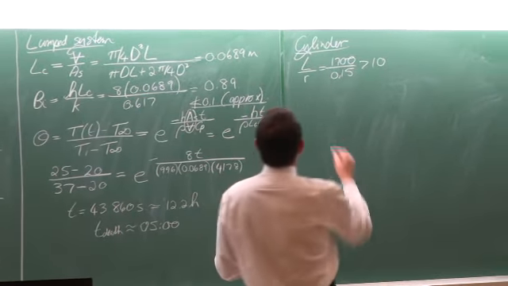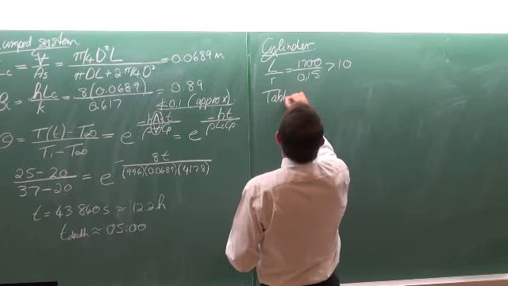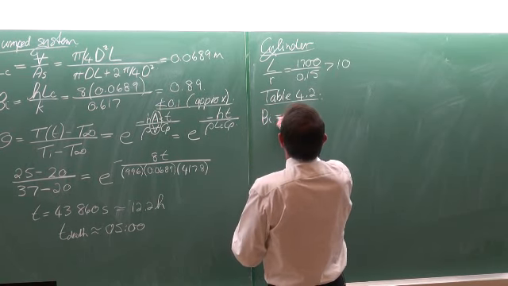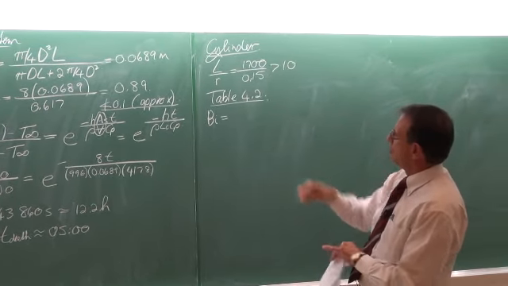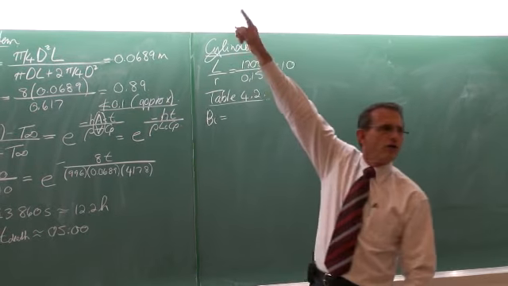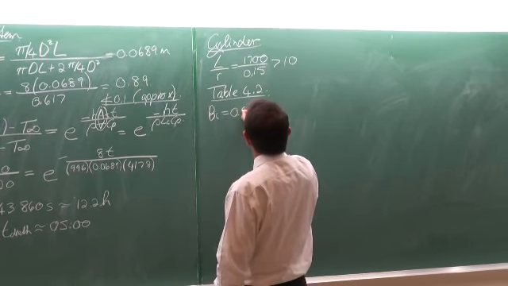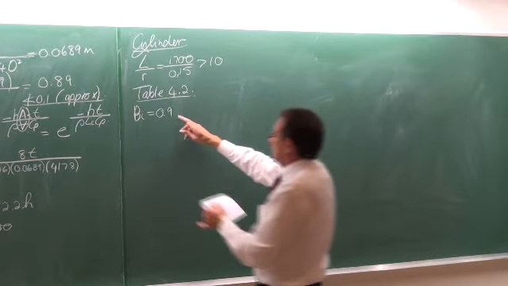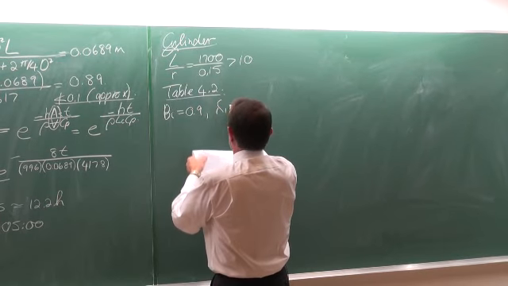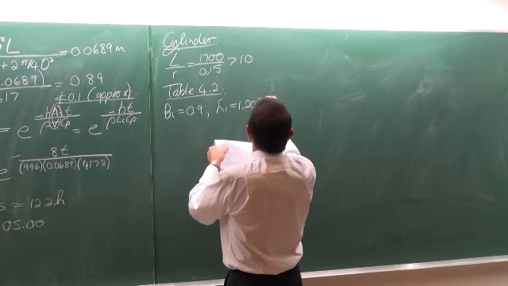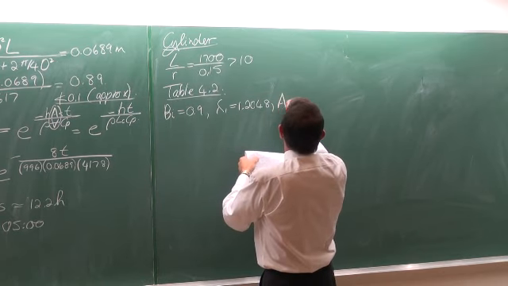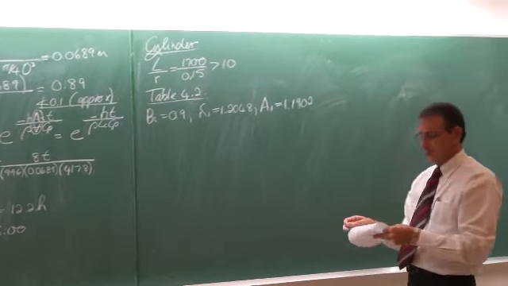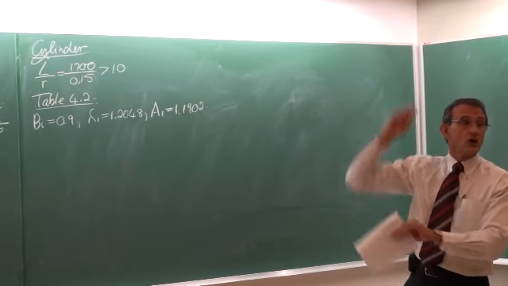Now from table 4.2, the Biot number is equal to 0.89. Now there is a line for 0.9. So without doing interpolation, just because I want to show you the principle, we can get alpha 1 is equal to 1.2048 and A1 is equal to 1.1902. Do you agree? If you look at those values.